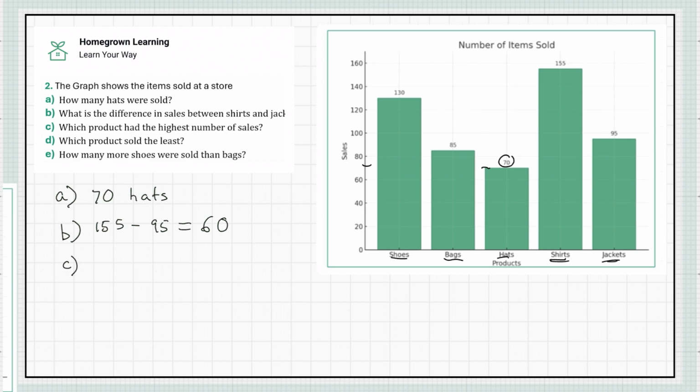Alright, let's look at C. So which product had the highest number of sales? Well, the highest number went to the tallest one, which means it's shirts. Which product sold the least? The least selling one was the lowest one, which was hats. And then E, how many more shoes were sold than bags? Well, shoes, they sold 130. And bags, we sold 85. So 130 minus 85 is just 45.